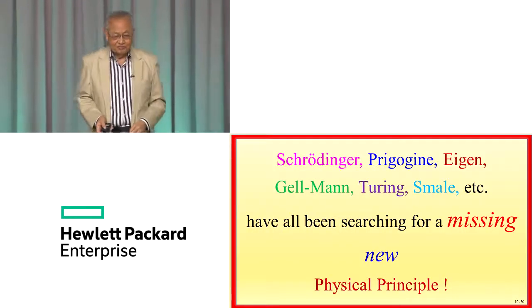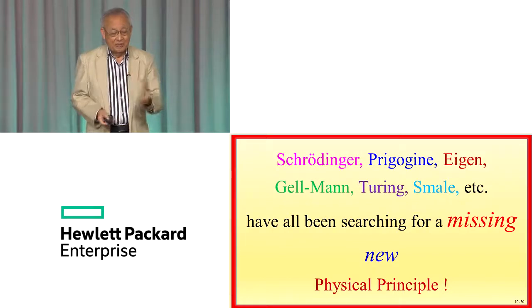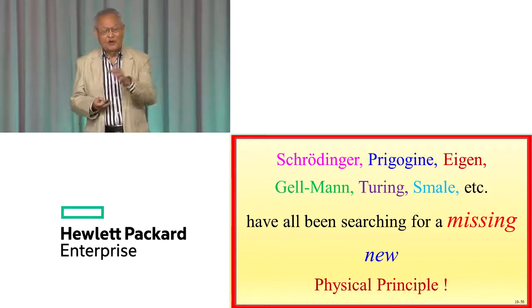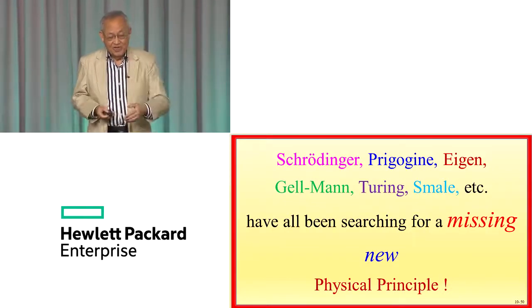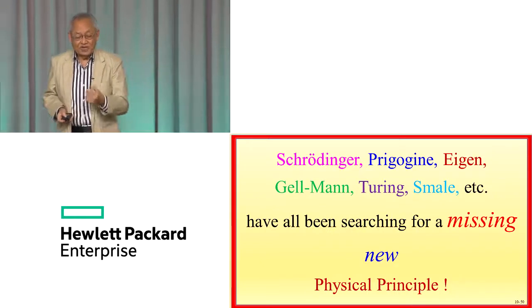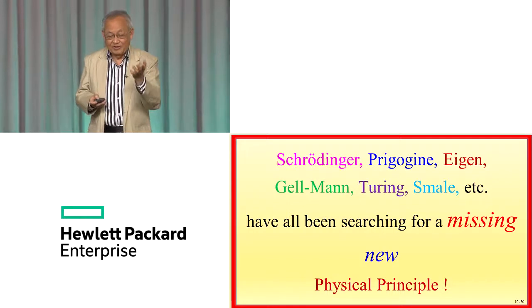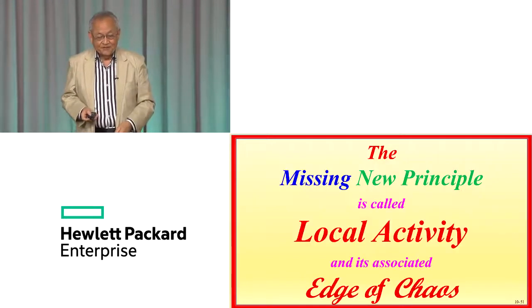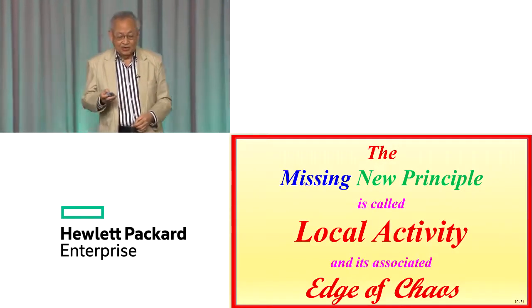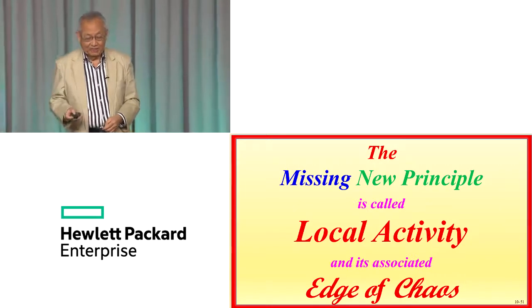So Schrodinger, Prigogine, Eigen, Gell-Mann, Turing, Smale, all of them luminaries that I've seen from last week, have all been searching for a missing new physical principle. They all knew that something had to be, there's some missing principle there. And the missing principle, as I say, is called local activity and edge of chaos.